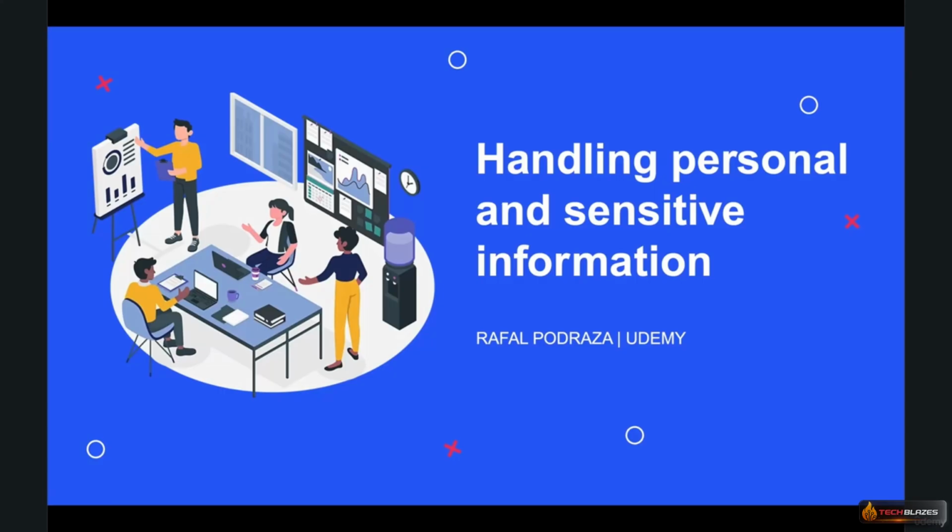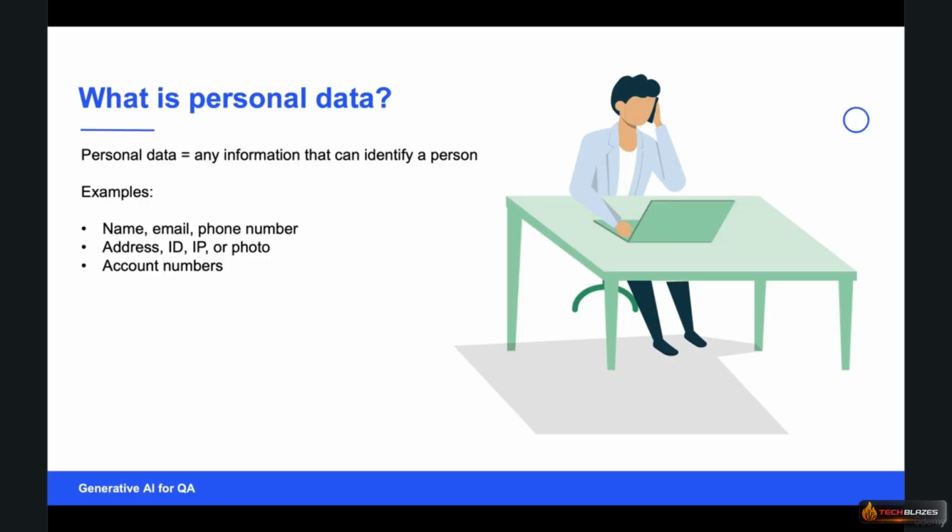In this lesson, we'll talk about something really important: how to handle personal and sensitive information when working with generative AI. Because as testers, we often deal with real user data. Names, emails, phone numbers, maybe even payment details. And when we start using AI tools like ChatGPT or Postman with AI features, we have to be extra careful not to expose that data unintentionally. Let's start with the basics.